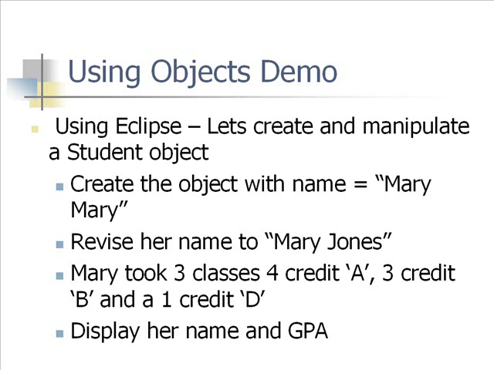And then we want to tell the student class that Mary has taken 3 classes. She got a 4-credit A, a 3-credit B, and a 1-credit D. Then we want to ask the object for her name. We should know it, but we always want to ask the object for the value that it knows, and for the GPA.